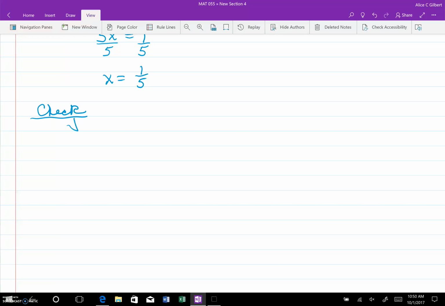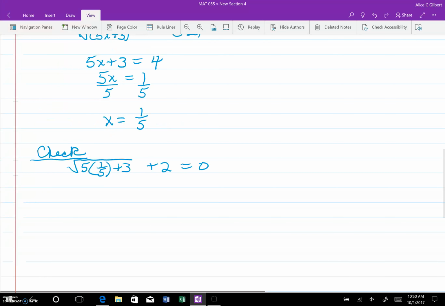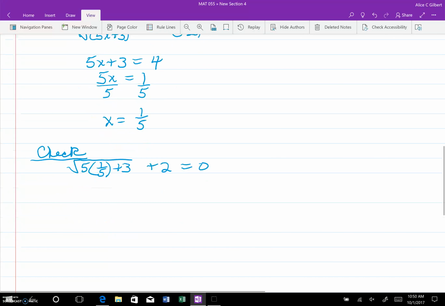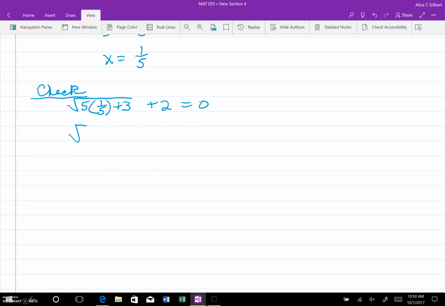Okay, so let's put this in here. 5 times 1/5 plus 3 plus 2 equals 0. Always make sure it's in the original equation. Okay, the original equation. So first of all, this is like 5 over 1, so I can just cross cancel my 5s, and I get 1 times 1 is 1, and 1 times 1 is 1, so 1 over 1 is 1, plus 3 plus 2 equals 0.